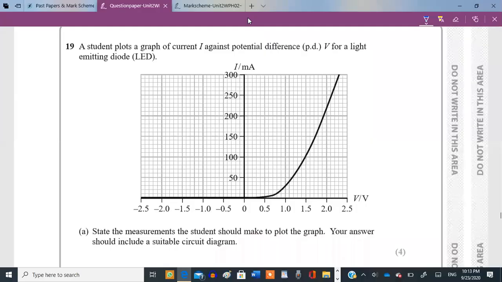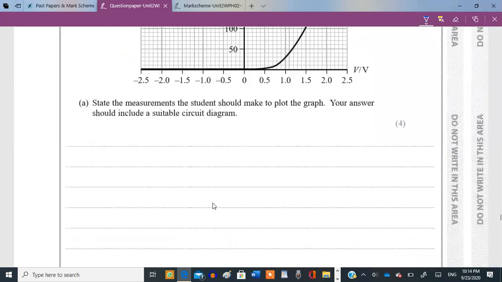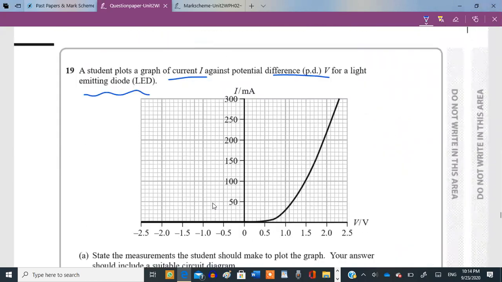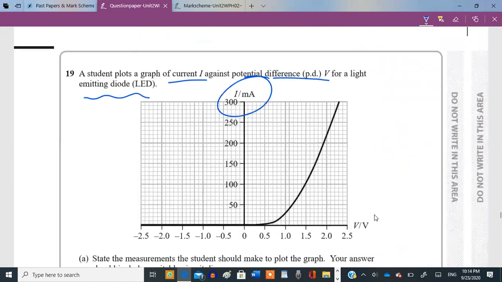A student plots a graph of current against potential difference for an LED, a light emitting diode. Now this is a typical diode graph. State the measurements the student should make to plot the graph. Your answer should include a suitable circuit diagram as well. To plot this graph, we need the current, and we need the voltage across the diode.